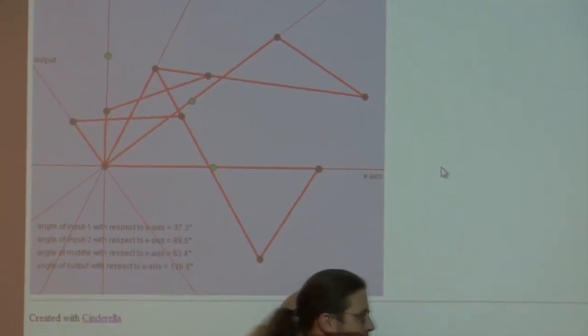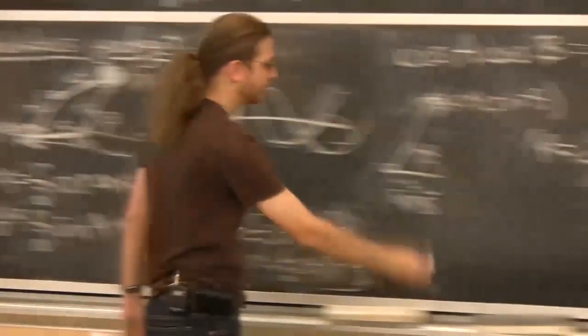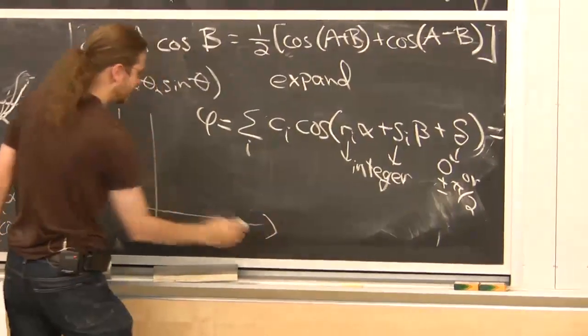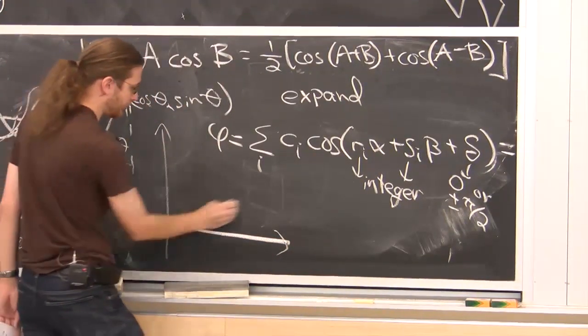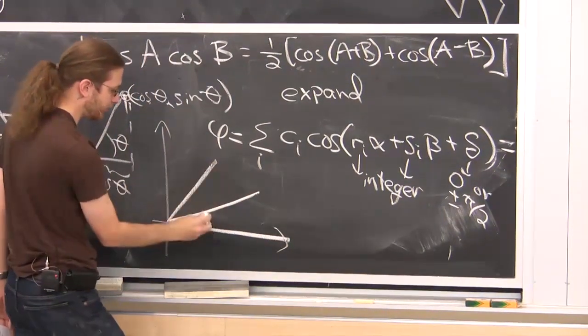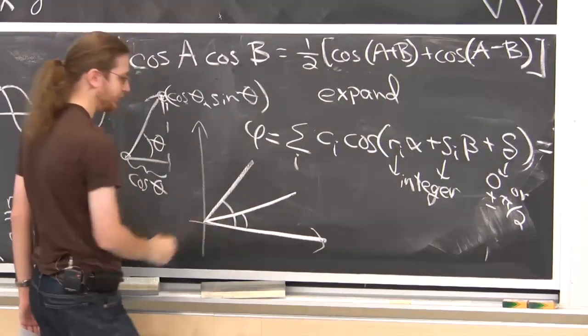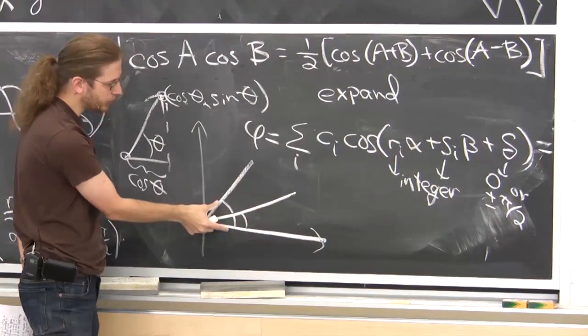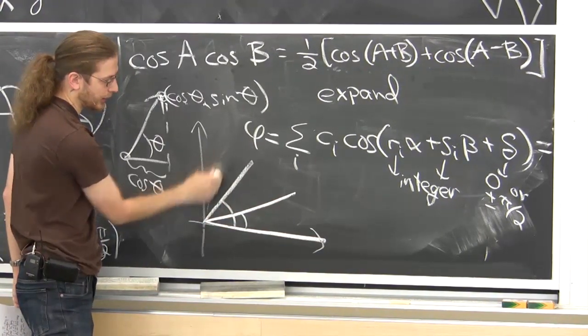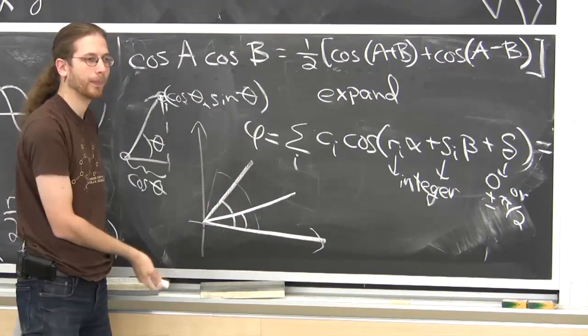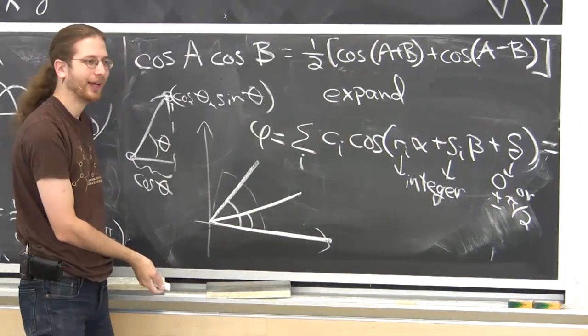Our idea, I think I should draw this separately. Not our idea, this is Kemp's idea. Here's 0, here's input 1, and input 2. Both of these are measured as angles to the x-axis. All we need to do is sort of rotate this angle to be here, and then this guy will be the sum. How do we figure that out?